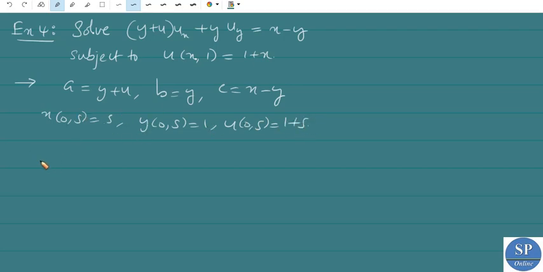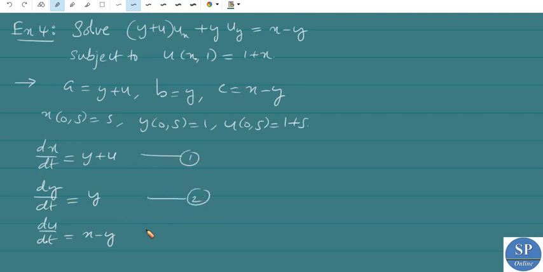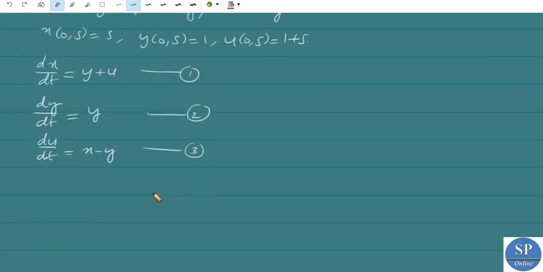Now what about the Jacobian? Before writing that, we can write the characteristic equations. So the characteristic equations are given by dx by dt is equal to a, which is y plus u, and dy by dt is equal to b, which is y, and the last one is du by dt is equal to x minus y. Right, so that's 1, 2, 3. So 1, 2, 3 are the characteristic equations. Okay, now finding the Jacobian.